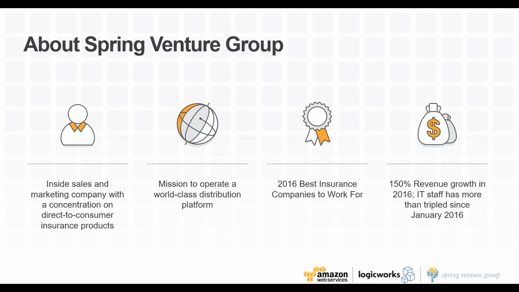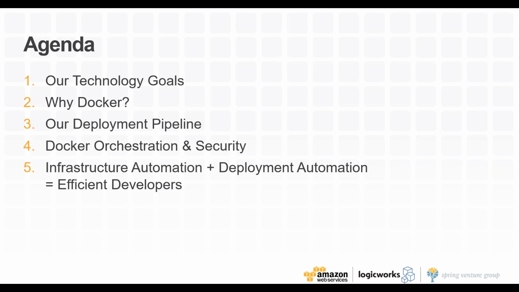SVG has an amazing culture, and we've been recognized by Ingram's as the best company to work for in the insurance space in 2016, and just last week Ingram's announced that we won that same award for 2017. All of this has led to significant growth in both revenue and staff size. In 2016 we had 150% revenue growth, and in the last 18 months the company overall and the IT staff have tripled. So what are we going to talk through in this last third of the presentation?